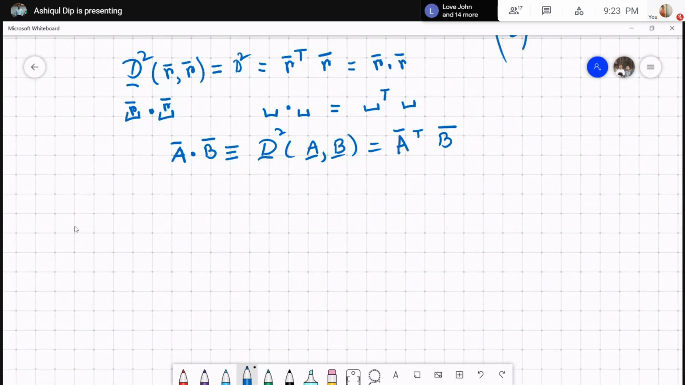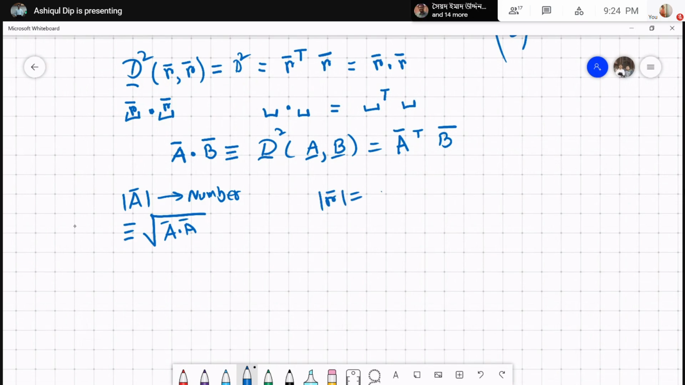From this definition, we can define a concept of norm. The norm of some vector is defined as follows: when you do this operation, it gives you a number. That number is defined by taking the dot product of the vector with itself and taking the square root. Basically, the norm of a position vector is defined as this distance d we have been talking about, right?